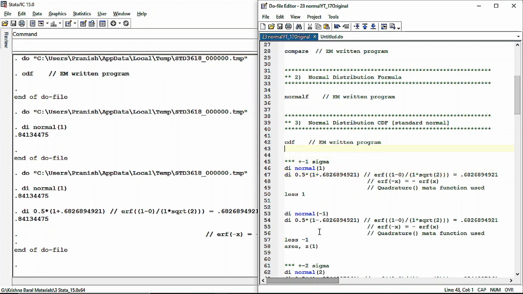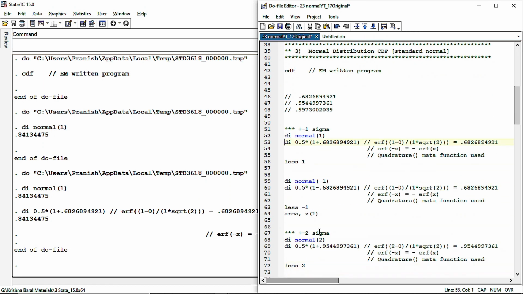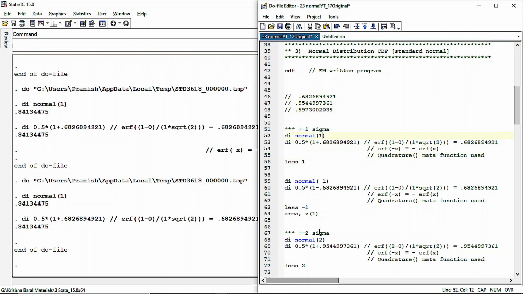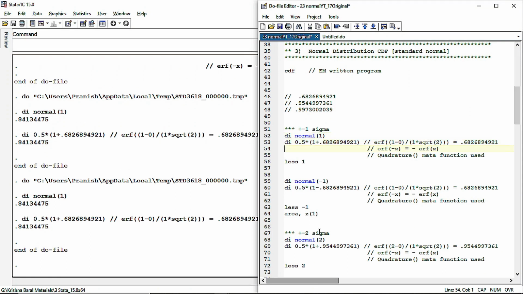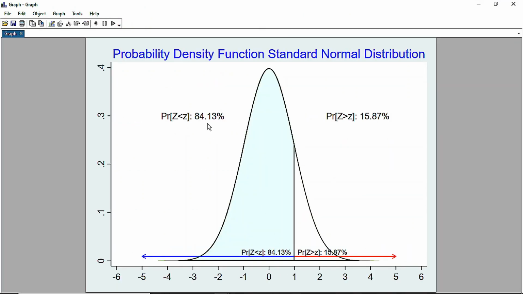So let us copy the ERF that we have calculated here, 0.682869, the value for x equals 1. Let us run both of them. They should yield the same result, one by the Stata function and the second in its generic form. Let us check it with this example. It should be nearly 84%, less than 1, and that is what we get over here. This represents the CDF, the cumulative distribution function.